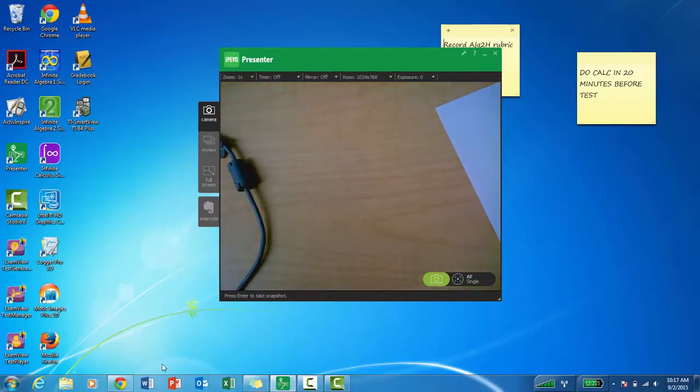I'm done. F10. My goodness, these new computers don't have the F buttons on them.